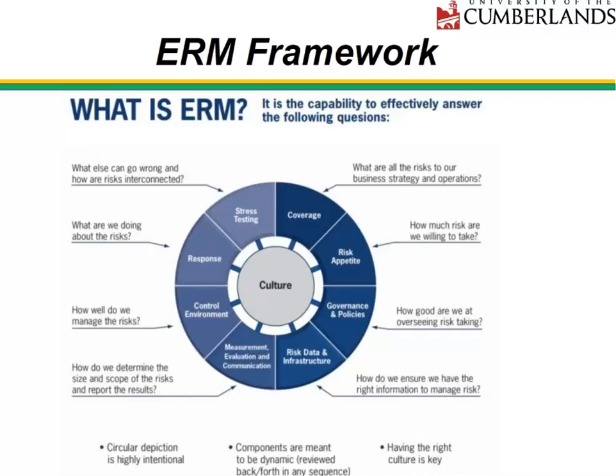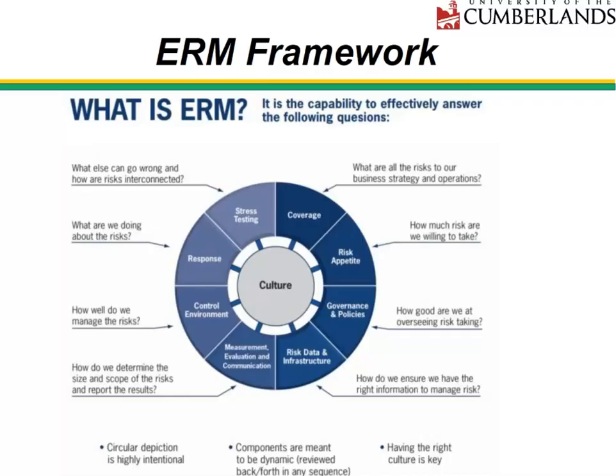First, coverage. So here we ask, what are all the risks to our business strategy and operation? This is the identification component, ensuring that we have a comprehensive view of our risk landscape. Next, we ask about risk appetite. So here we ask, how much risk are we willing to take? This establishes the boundaries within which we'll operate, the level of risk we'll accept in pursuit of our objectives.